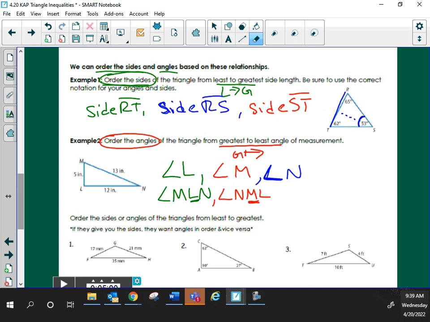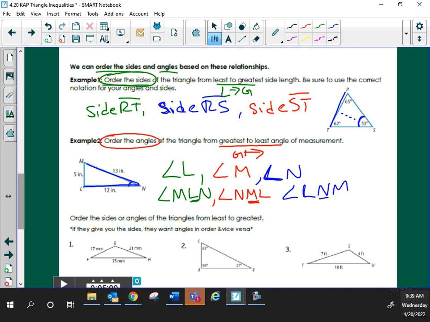Looking at angle N. Does anyone want to try and give me the 3 letters that would identify them? Carolyn, go for it. L, N, N. Angle L, N, N.